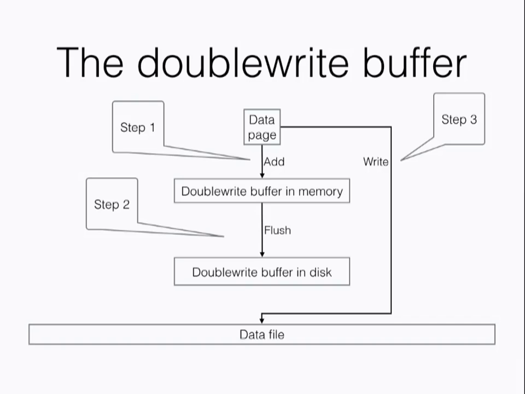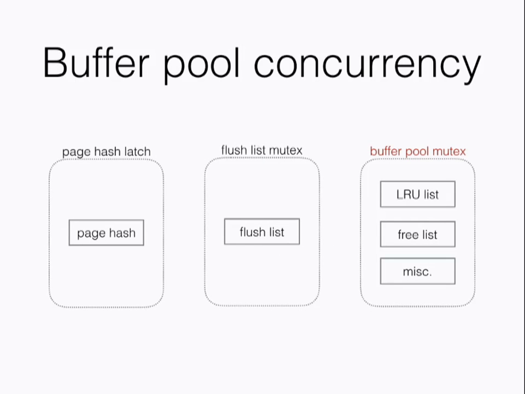Okay, now let's go to concurrency. All those different data structures are protected for concurrent access by query threads and background threads. Page hash is used all the time. It's very important. It has its own page hash latch. Flush list has its own mutex. And the remainder of the buffer pool is protected by a common buffer pool mutex. So it's an umbrella mutex which protects several data structures at once, which are only partially related. And it's going to be a problem, as we will see soon.